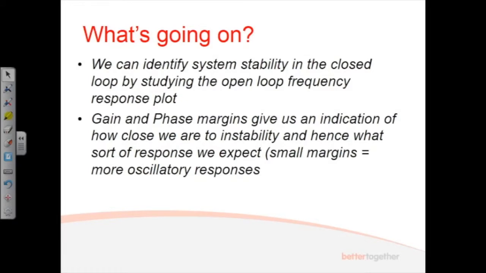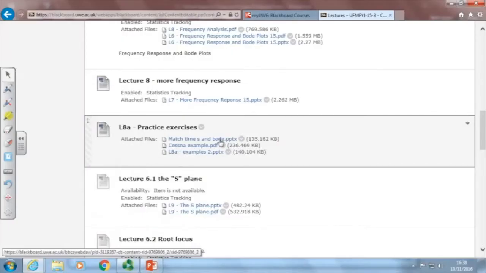We can identify system stability in a closed loop if we've got open loop test data. Gain and phase margins give us a numeric indication of how close we are to having an unstable system. The smaller the margins, the more oscillatory the response. There's a number of examples. There's a number of practical exercises on this website. Okay, I'll come back to this first one because I need to explain to you what to do in that one.